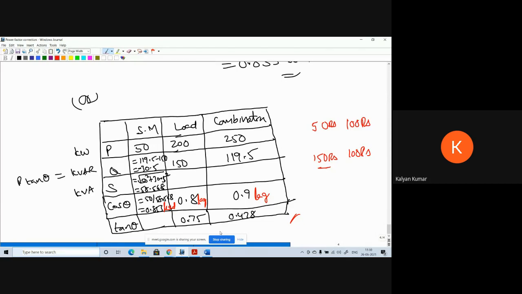So the power factor that we can improve is a maximum of 0.95 lag only.